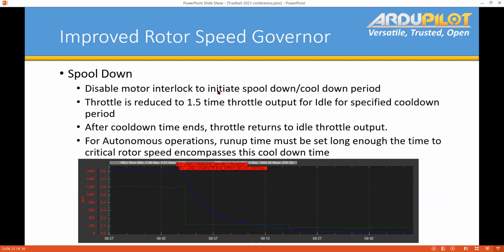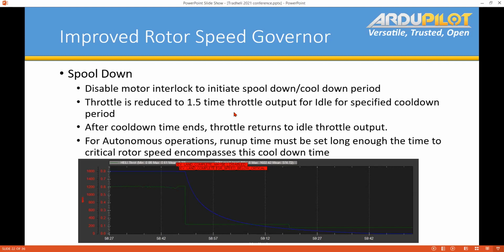And then when you disable motor interlock, it initiates that spool down and cool down period. Throttle is reduced to 1.5. If you set the cool down to some time, that's a parameter, say 30 seconds or so, then it basically goes to 1.5 times the throttle output for idle. H idle, or HRSC idle, is the parameter. So basically it was 1.5 times that for that specified cooldown period.